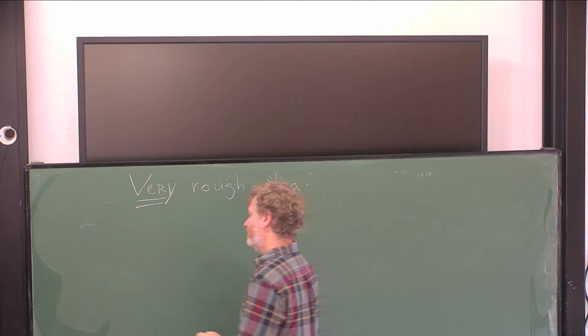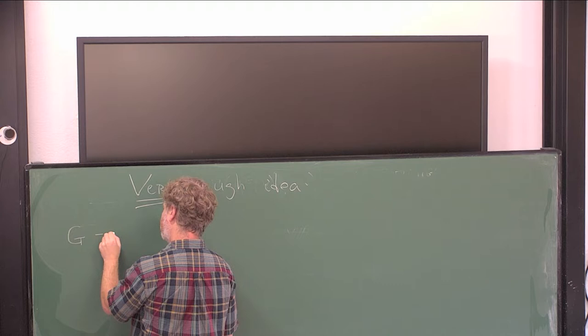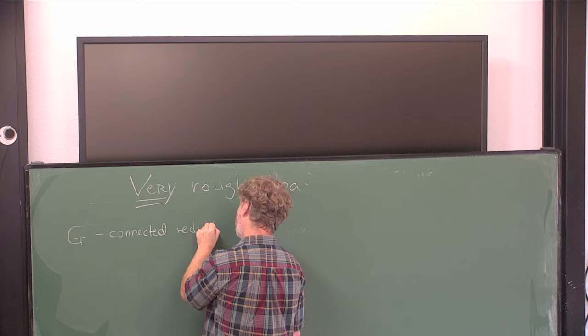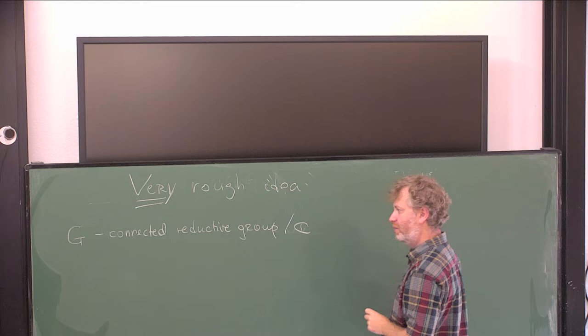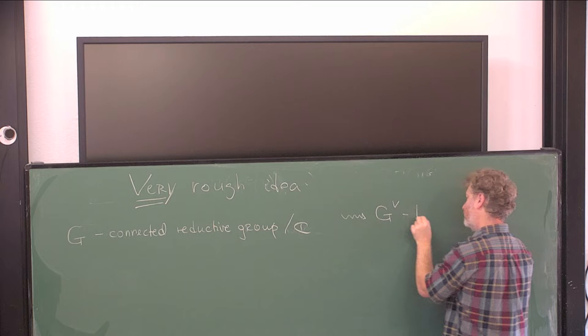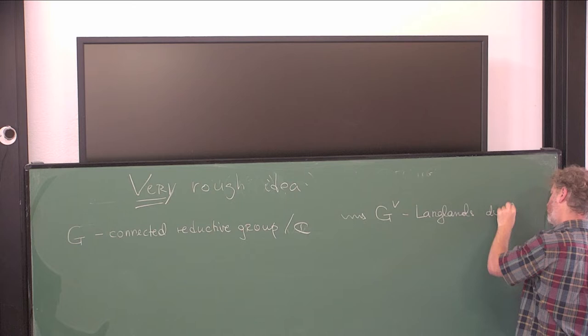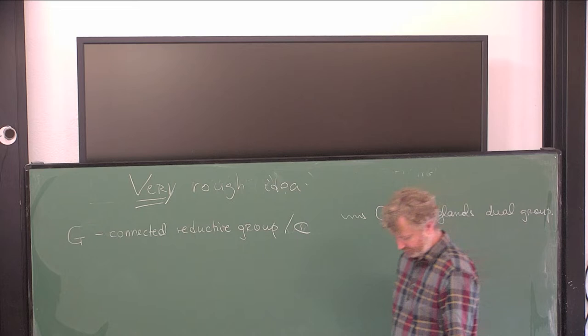So suppose that G is some, let's say, connected reductive group over complex numbers, and in this case you can attach to it its Langlands dual group, which is just, a group G corresponds to some root datum, and G check corresponds to some naturally dual root datum.